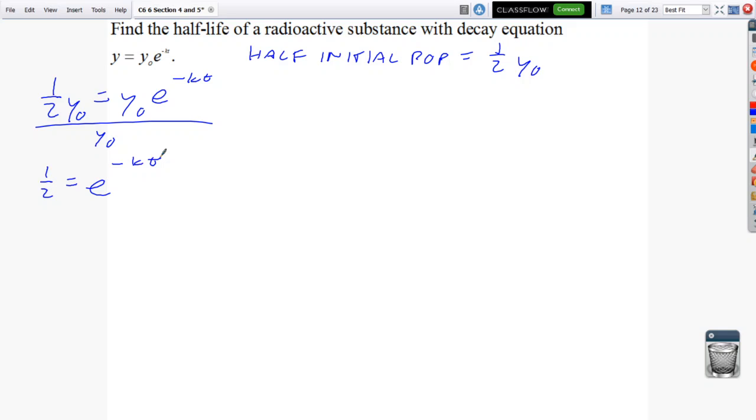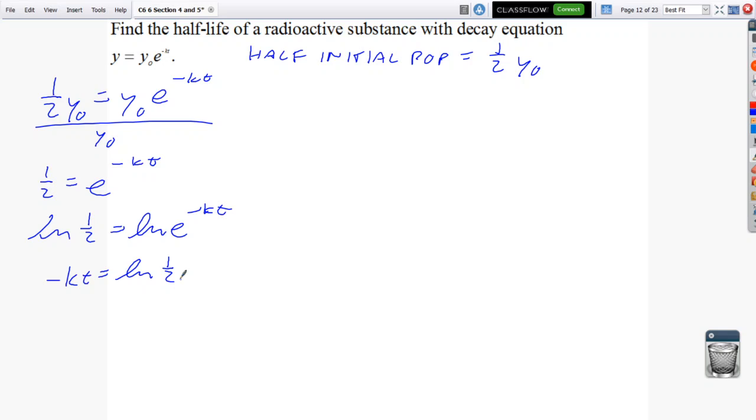Now there's a variety of ways that we could proceed with this one. The next thing that I might like to do is take ln on both sides. So I can have ln of 1/2 is equal to ln of e to the negative kt. Now looking at that, I know ln and e cancel each other out, so I'm left with, let's flip the order on here, negative kt is equal to ln of 1/2.